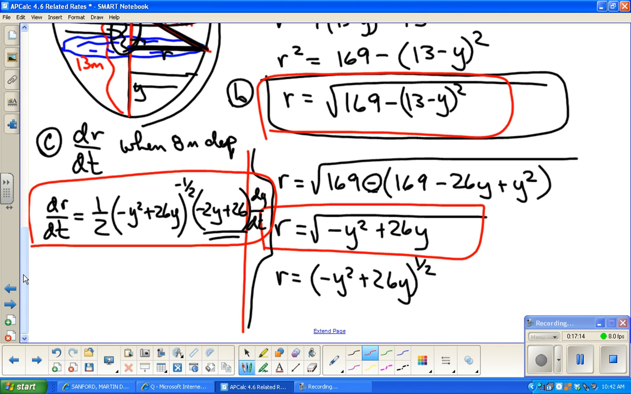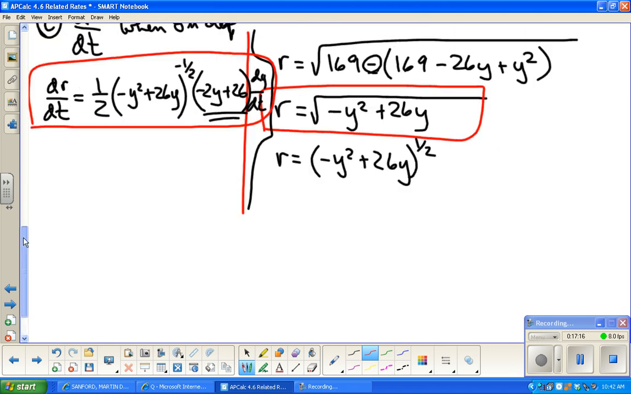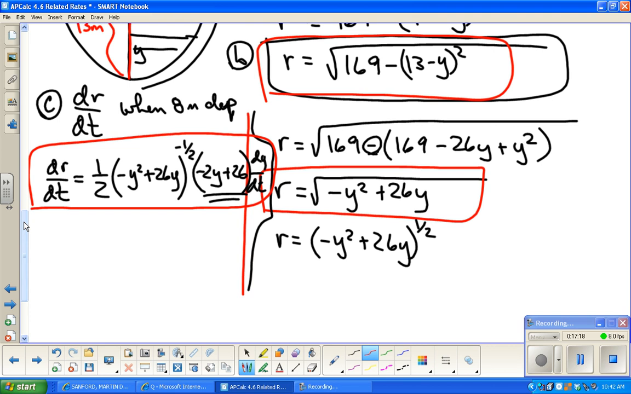Okay, so dr dt. Well, I did the derivative with respect to the inside of this thing, so that was the whole 1/2 out in front to the negative 1/2 power. Then the derivative of the inside was this.